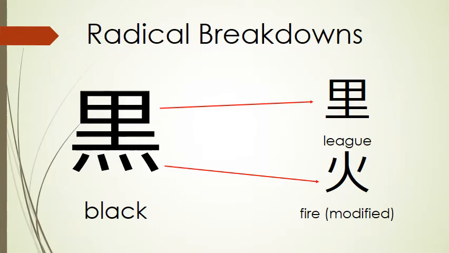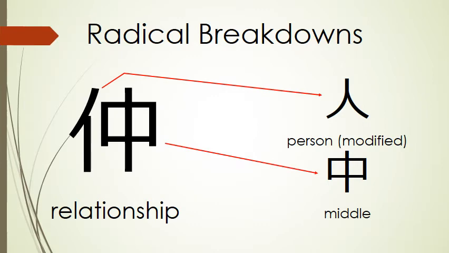Next is our kanji for black. This also has 2 radicals. The first one is our radical for league, and the next one is our radical for fire, which again has been modified. And next up is our kanji for relationship, and this once again includes 2 radicals. Our radical for person, which has been modified, and our radical for middle.